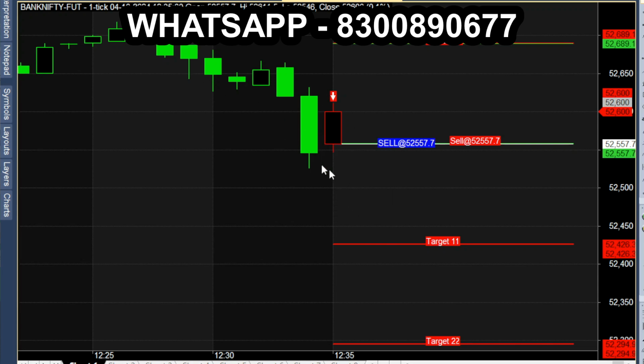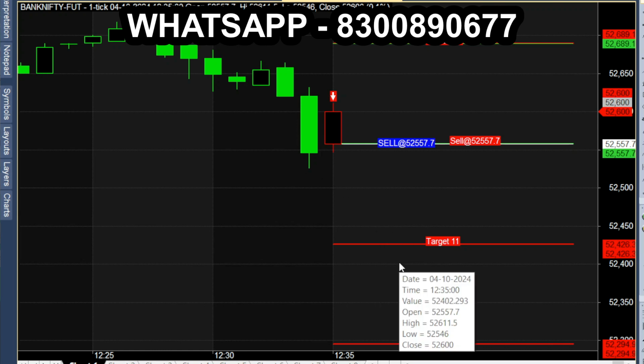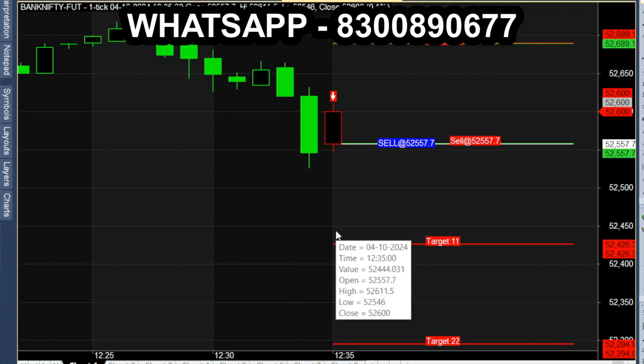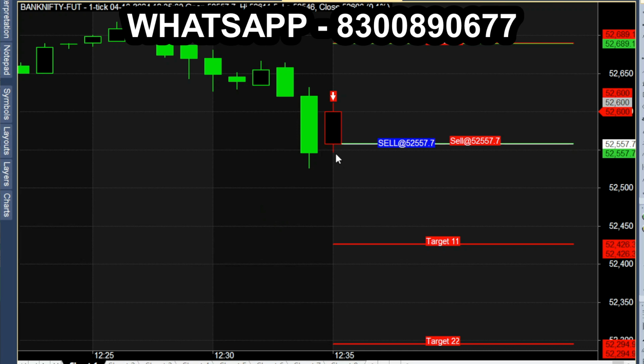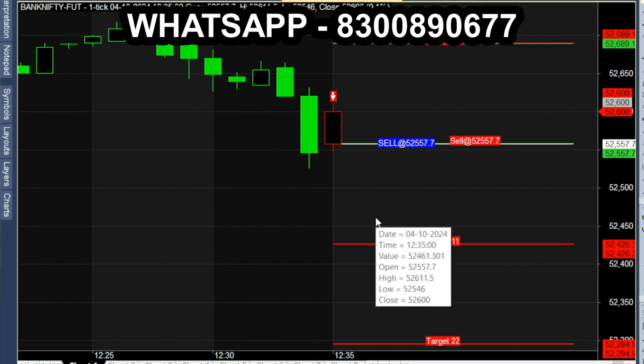Right now you are watching in Bank Nifty future 1 minute chart, and it's a Friday market, October 4th. We are watching at 12:35, a downside breakout. So sell call came. So in the sell call, can you see that straight white line from red candle? That is our entry line. Below lines are target line, above line is the stop loss line.